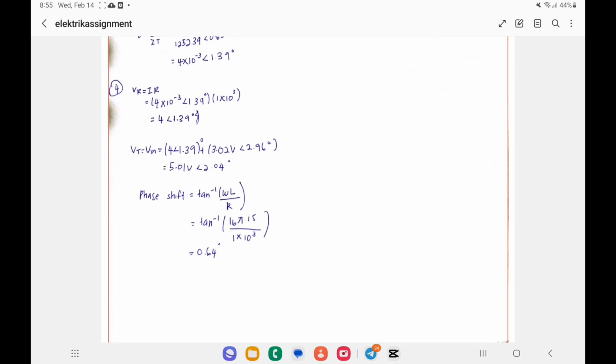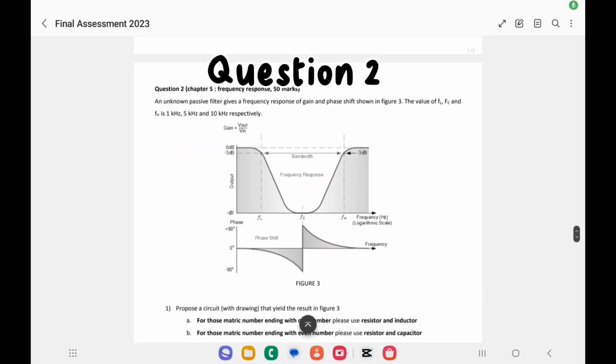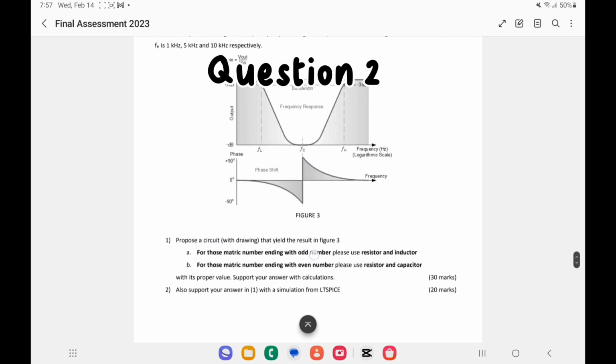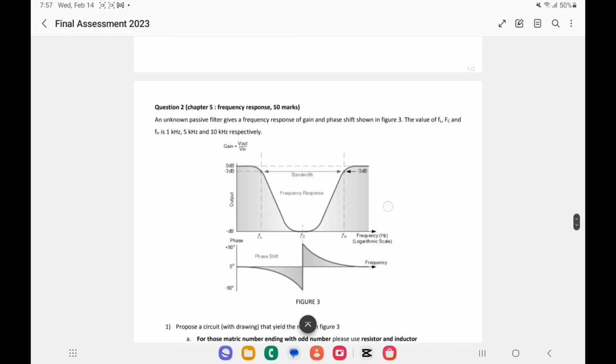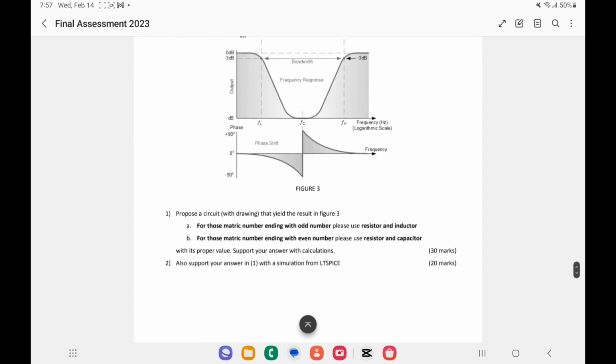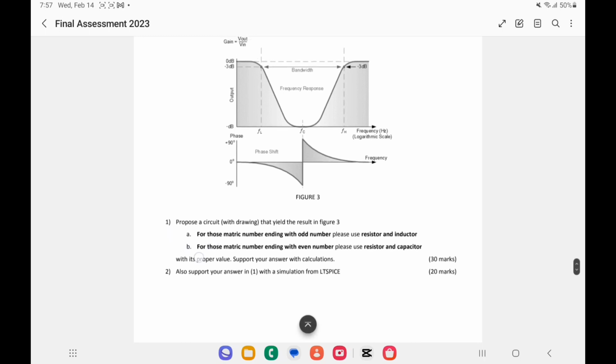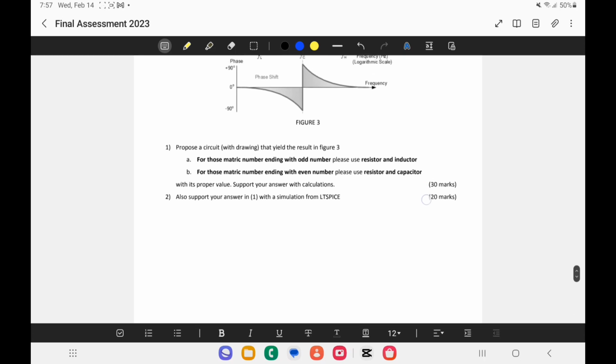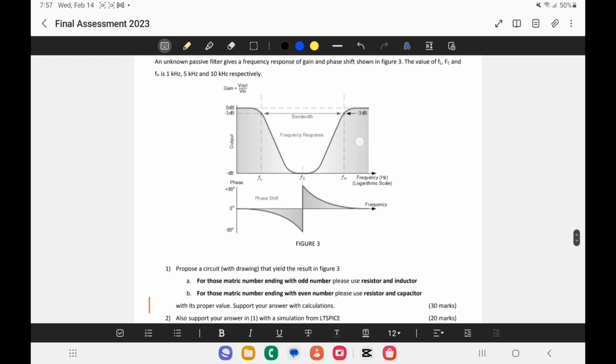Moving on to question 2. For question number 2, we need to propose a circuit with drawing that yields the result in figure 3, which is this figure 3. For my case, my matrix number is A203910, which is ending with 0. 0 is an even number, so I need to answer 2B. For those matrix numbers ending with an even number, please use resistor and capacitor. So I need to use capacitor and resistor to answer this question.